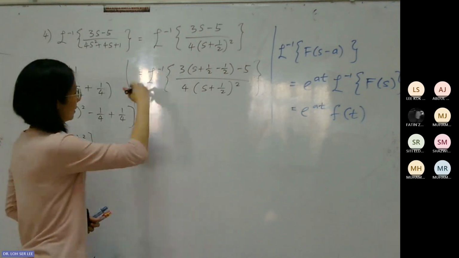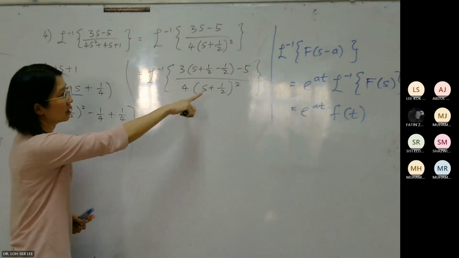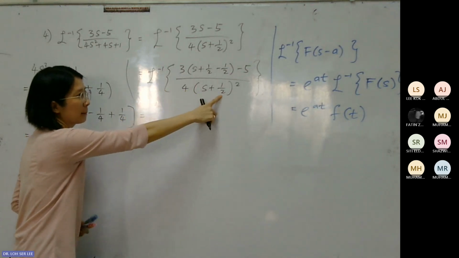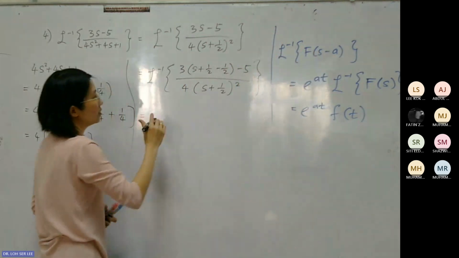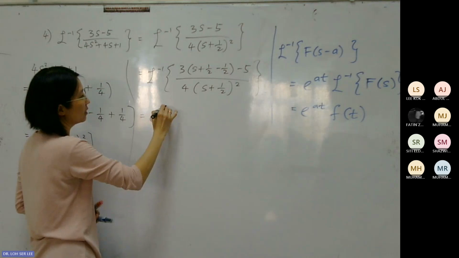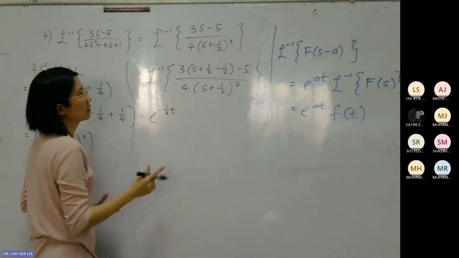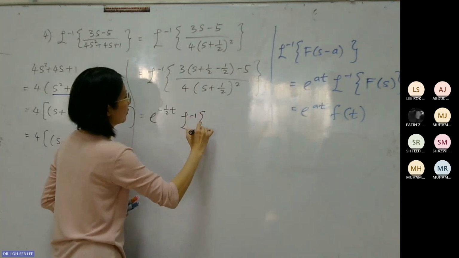Okay, then we can take out the... what is your a? Compared to this, what is your a? Minus half, right? Minus half. So you have e to the minus half t. Okay, follow this one, t. So what is left in the bracket?